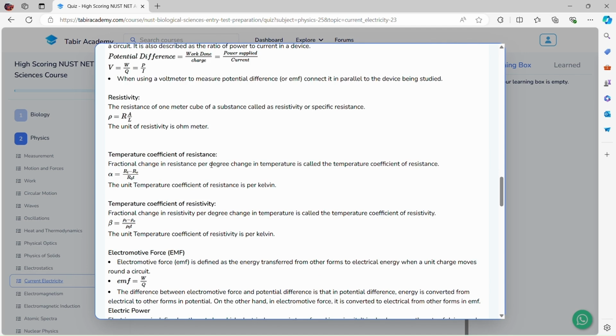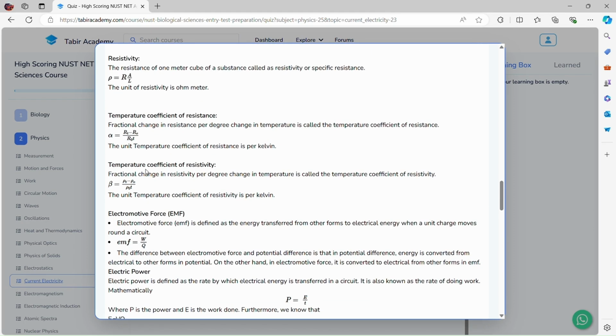Temperature coefficient of resistance. Fractional change in resistance per degree change in temperature is called the temperature coefficient of resistance. Alpha equals (RT minus R0) over (R0 multiplied by T). The unit of temperature coefficient of resistance is per Kelvin.